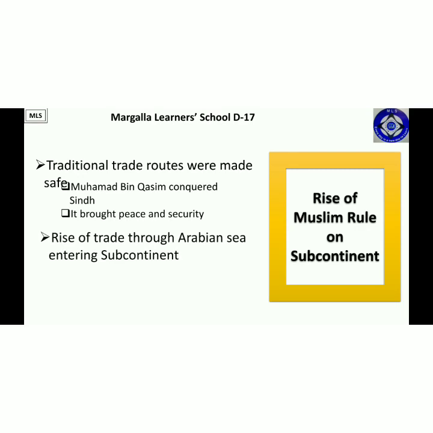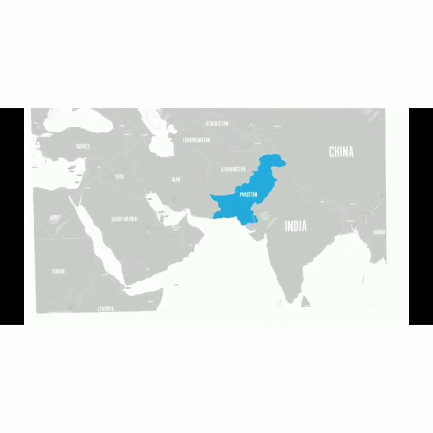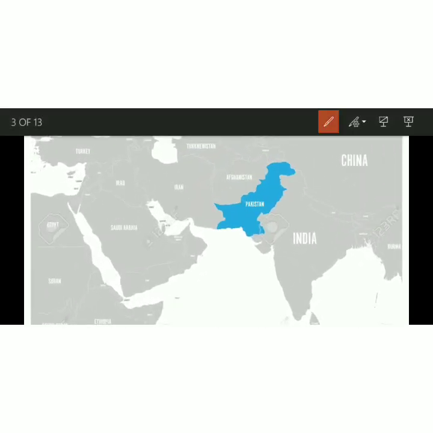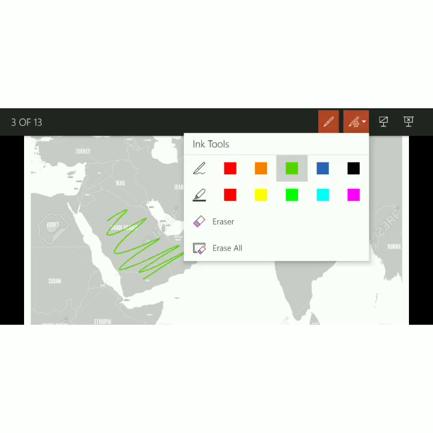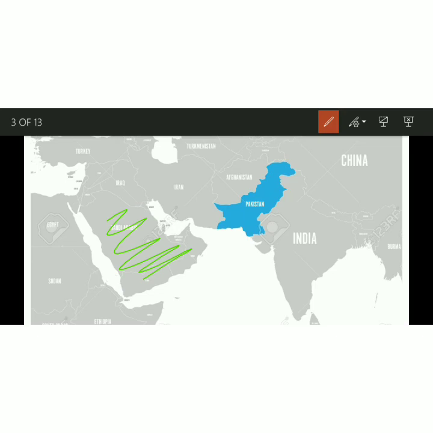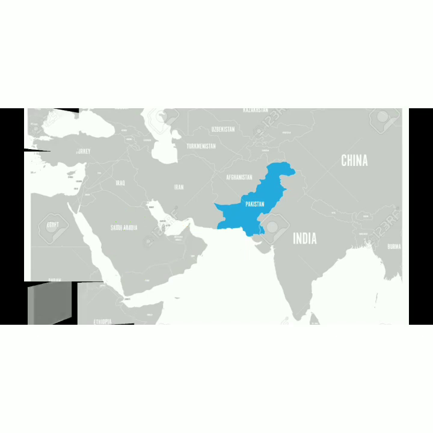Another reason was that due to peace and security, the trade from Arabian countries to the subcontinent increased with the passage of time. As you can see in this map, these are Arabian countries, and through peace and security the trade route was made safe and it led to the trade from the Middle East to the subcontinent.